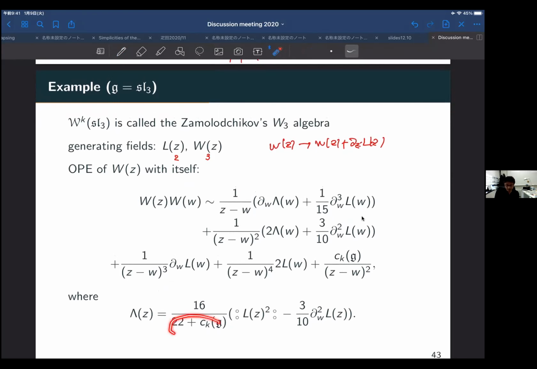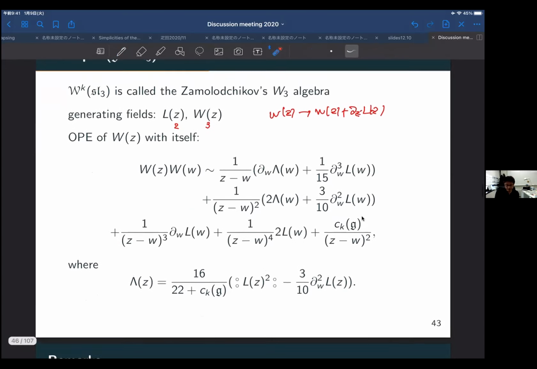So this factor here has a pole, but this is just a matter of normalization. So it's not essential. This pole can be removed by renormalizing this generator. And this is not essential, but we have this square of L_G. So this means the OPE of W_N and W_M, the commutation relation between W_N and W_M, contains this quadratic term. Which means that the double algebra is not a Lie algebra. So this really has to be understood as a vertex algebra.